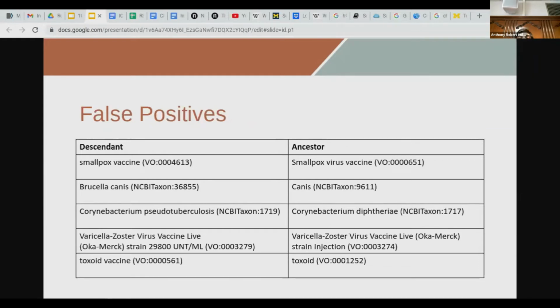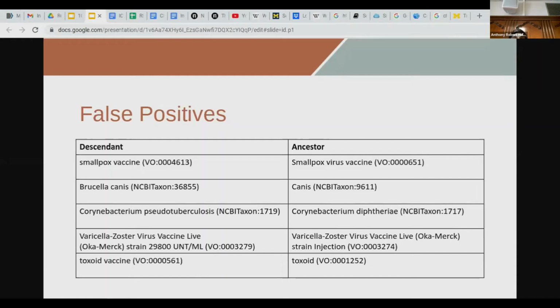Looking into the 5 false positives, if we look at the first example, smallpox vaccine and smallpox virus vaccine, we got it confirmed that these two are actually synonymous terms that need to be merged into one. So essentially, it is an error, but what we count here is missing ISA relations, so we counted it as a false positive.